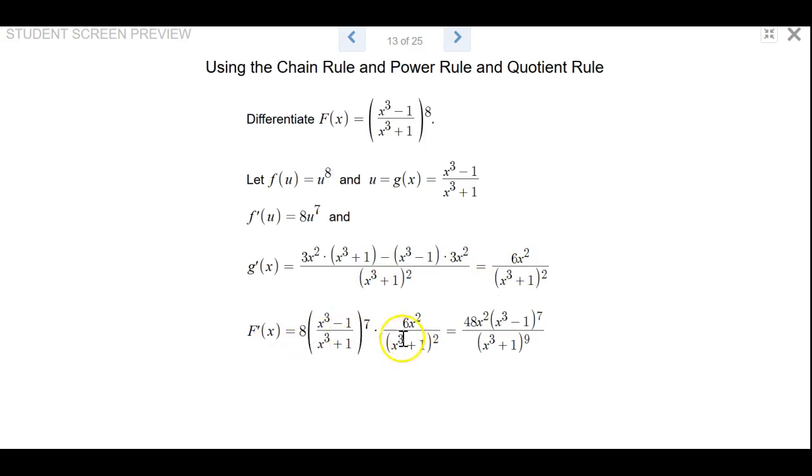So now I need to use the chain rule. Here's the derivative of the inside, simplified. And here is the derivative of that power function evaluated at the inside function. And here it's multiplied through.